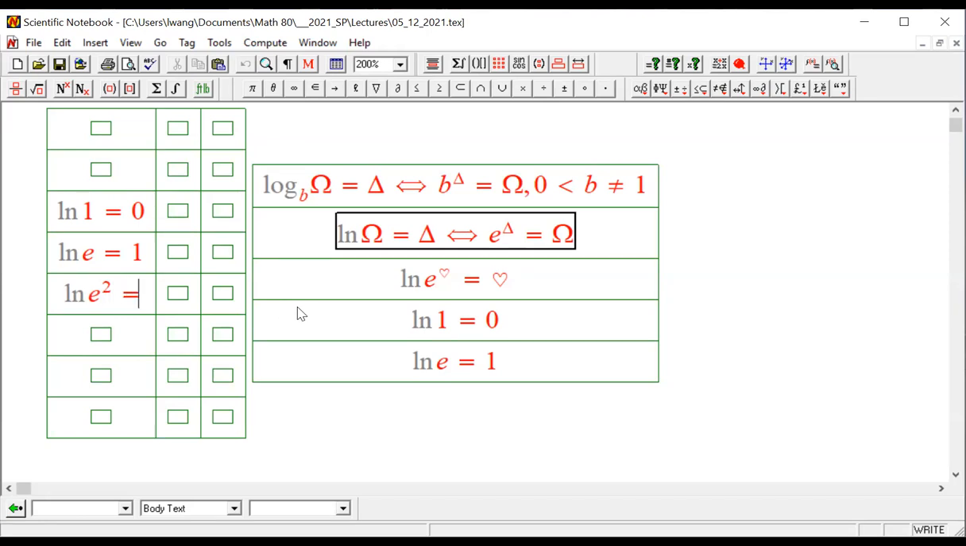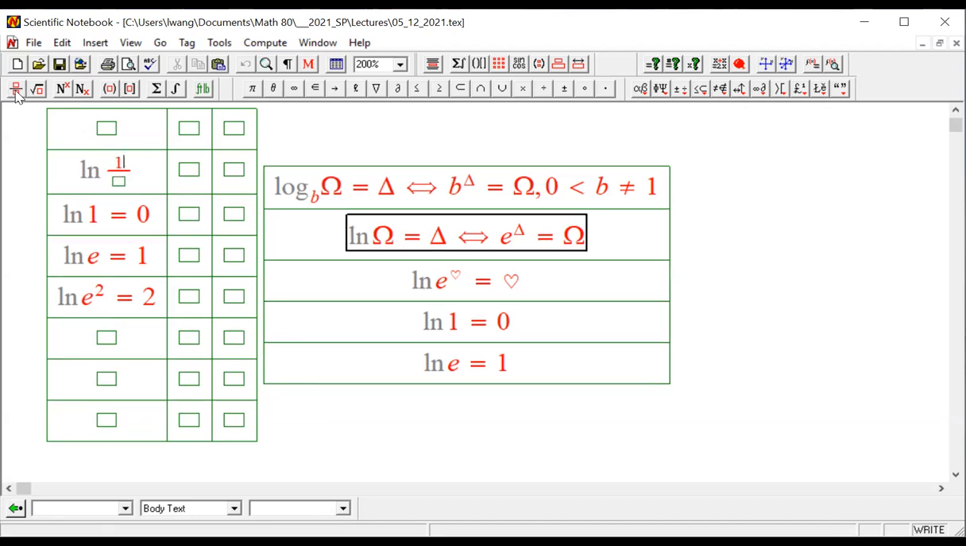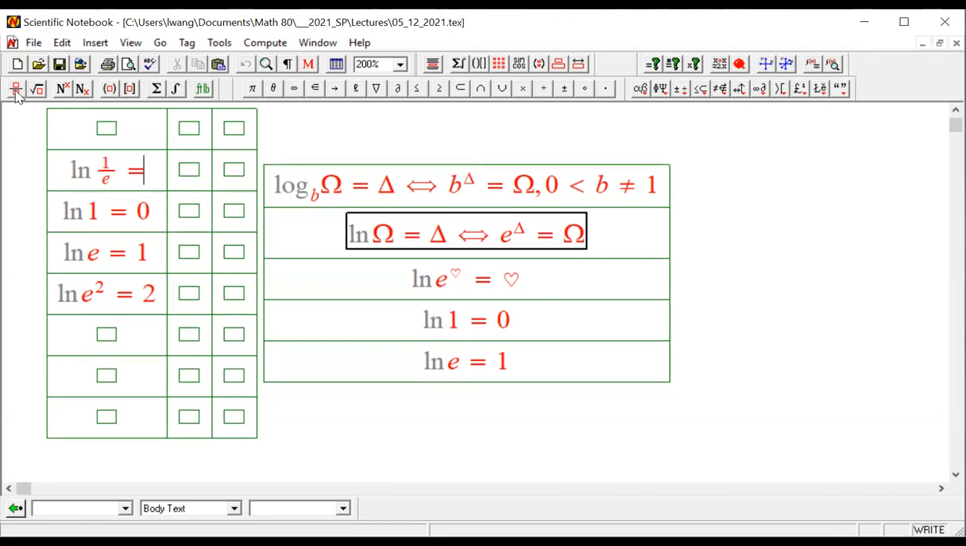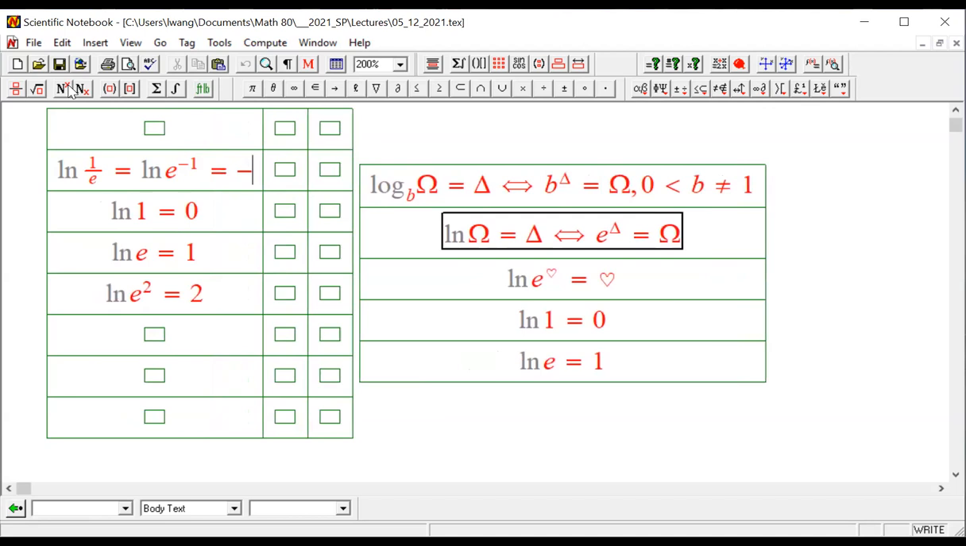What would that be, Francisco? What would be natural log e squared? Right here, over here. It's 2, right? How about natural log 1 over e? That's ln e to the power of what? Negative 1. And so that's equal to negative 1.